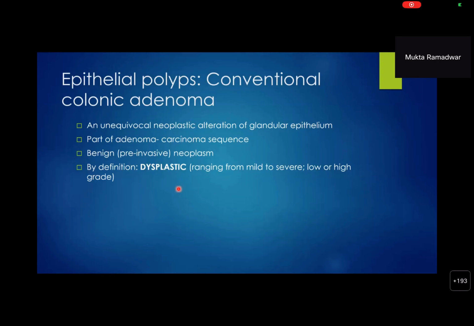It is a paradox, and you should never make such statements in your reports. So this is an unequivocal neoplastic alteration of glandular epithelium. It is an irreversible phenomenon. It is a part of the adenoma carcinoma sequence. This adenoma, once it develops, knows how to grow, and how to grow even into carcinoma when a certain point reaches. Until it forms an invasive adenocarcinoma within it, it is still considered a benign neoplasm, but a neoplasm, and by definition, dysplastic.